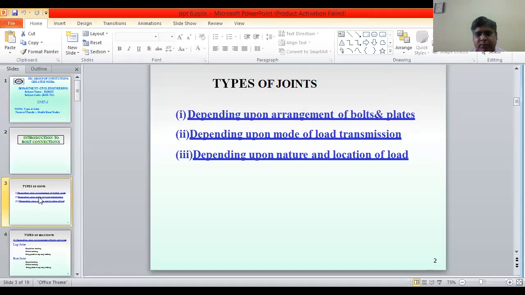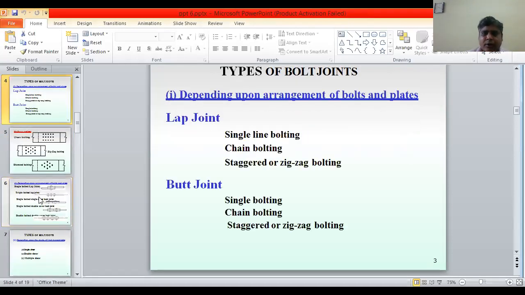Types of joints depend upon the arrangement of bolts and plates, the mode of load transmission, and the nature and location of load. Depending upon the arrangement of bolts and plates, there are two types. Lap joint is further classified as single line bolting, chain bolting, and staggered or zigzag bolting. Butt joint is also classified as single bolting, chain bolting, and staggered or zigzag bolting.